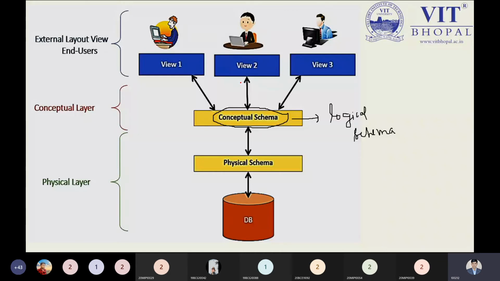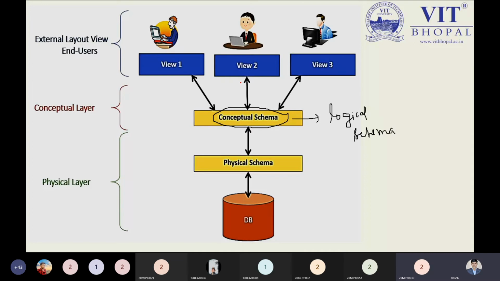Now, is it clear? Yes, tell me. Is it clear? Any doubts? Sir, could you repeat? Any doubt in this image you are able to see? No, sir. Can you explain this again?